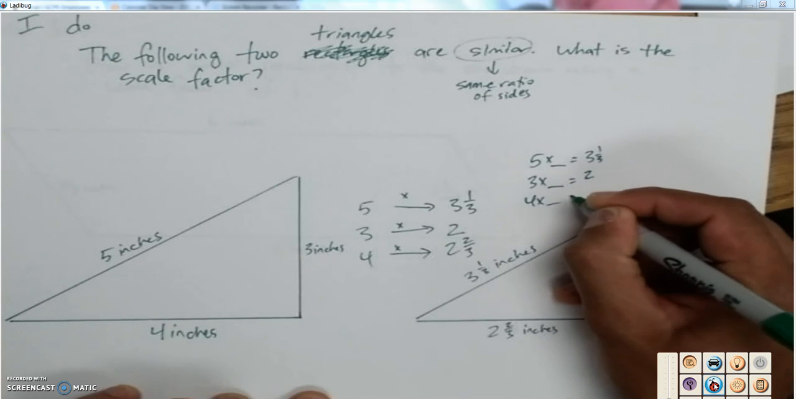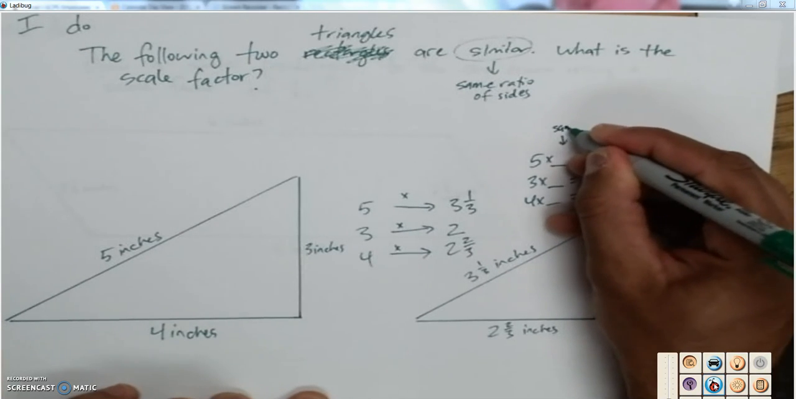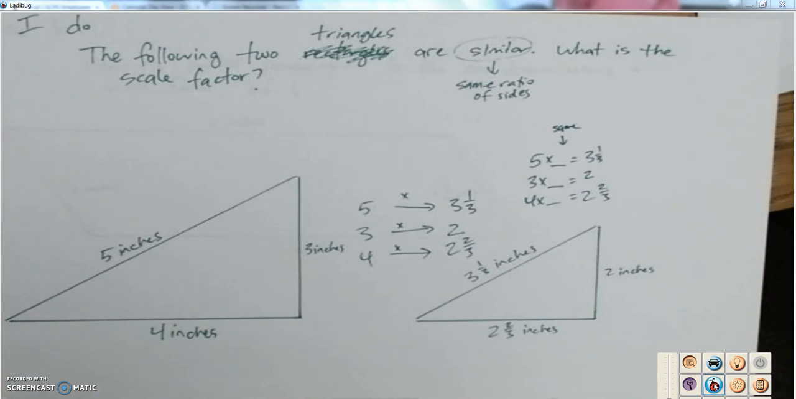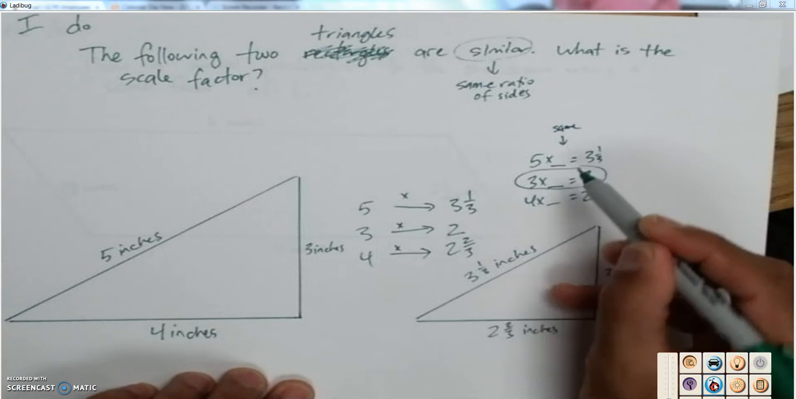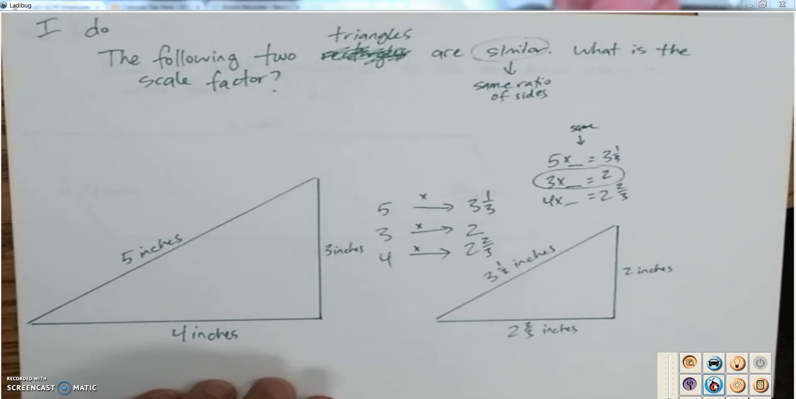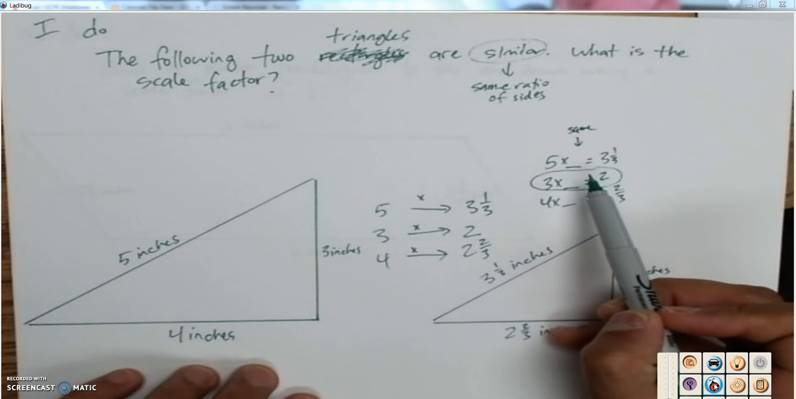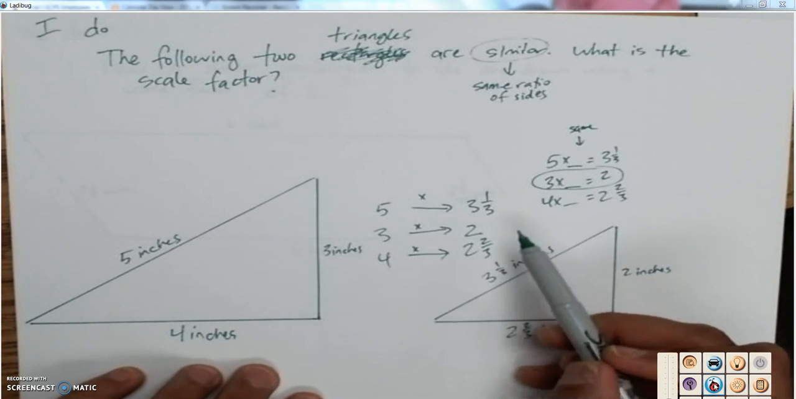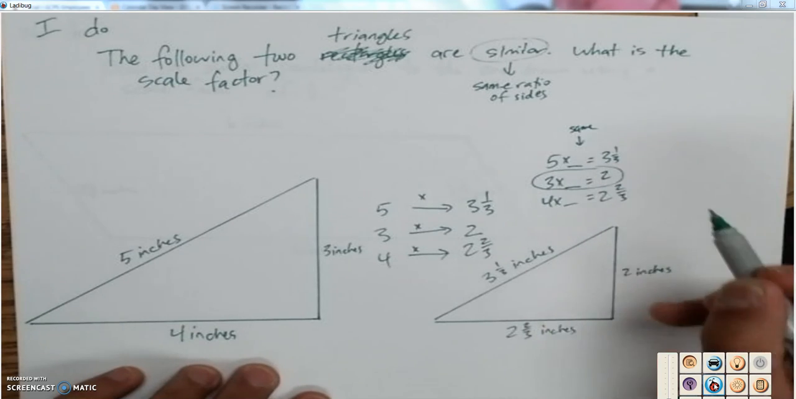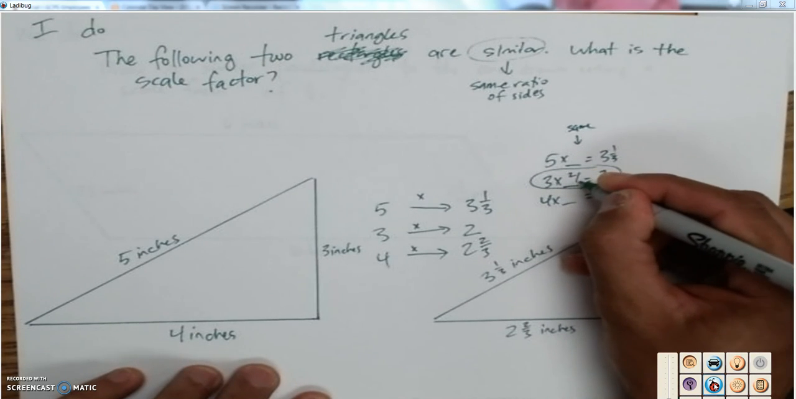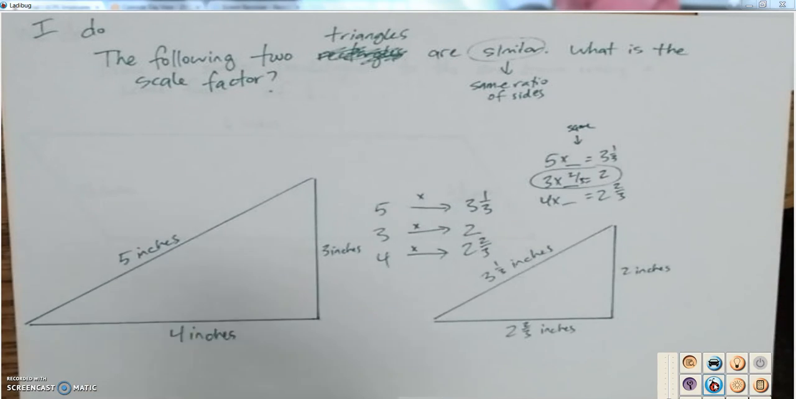4 times what equals 2 2/3? And I know they're all going to be the same because it's the same ratio. So I think the easiest thing for me to figure out would probably be in this one, where I don't have any fractions. 3 times something is 2. So let's see. It's going to be a fraction because it's getting smaller, right? 3 times 1/3 would be 1. So it seems to me like 3 times 2/3 would be 2. And so same thing up here.